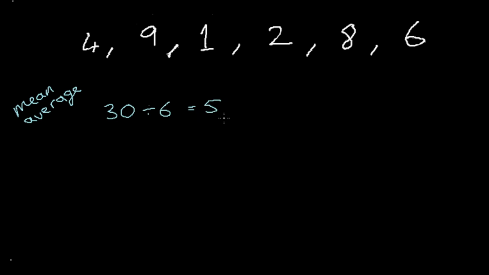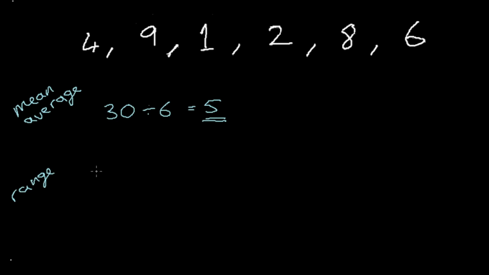So 5 is my mean, and you can check if it's reasonable, because it should be between the numbers that are here. So you can see the biggest number is 9, the smallest number is 1, 5 is between those numbers, so that must be fairly reasonable.